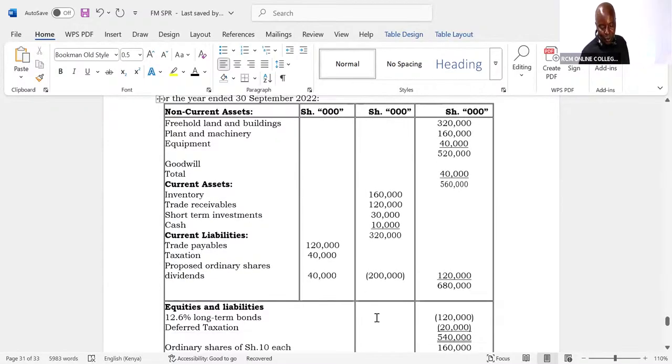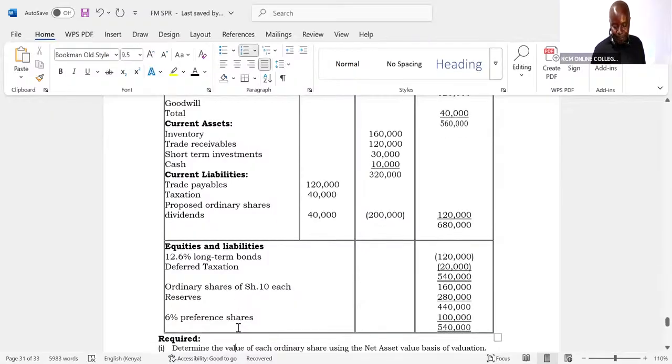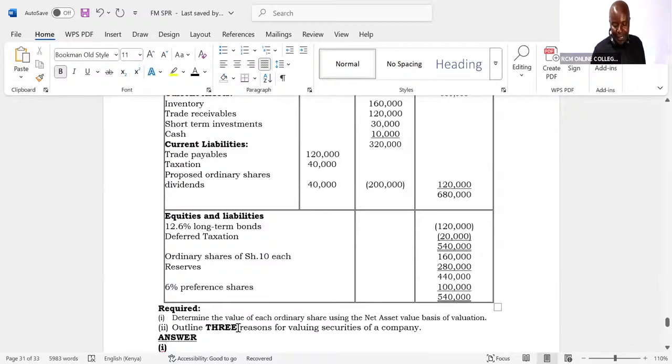Then when you go down further, you can see our equities and liabilities. We start with liabilities. You can see we have a long-term bond, a deferred taxation here, totaling to 160. We have ordinary shares, and then we have 6% preference shares. Required: determine the value of each ordinary share using the net asset value basis of valuation.